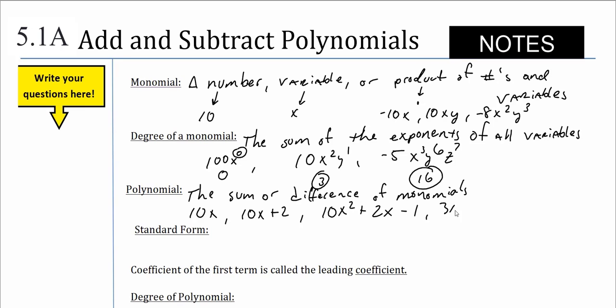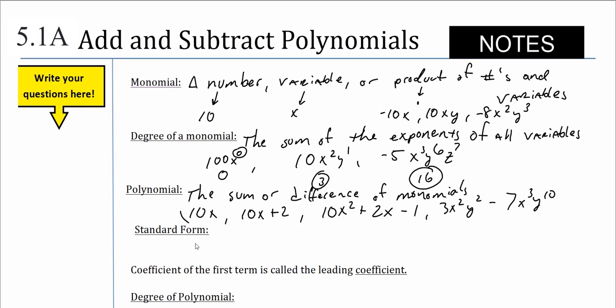I can even say it's 3x squared y squared minus 7x to the third y to the 10. That's also a polynomial. So it's just a bunch of monomials. You could add them, you could subtract them, or you could just have them one at a time.